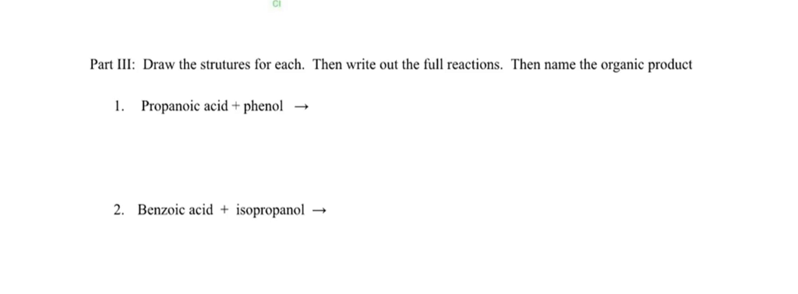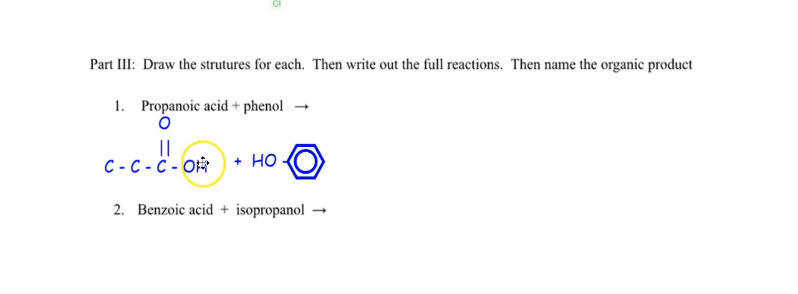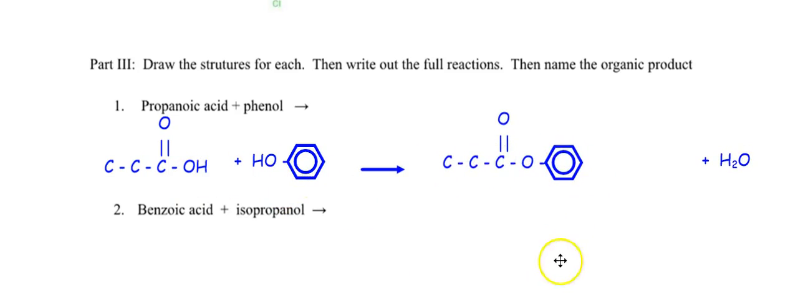And so the first one is propanoic acid, which is right here. So I have my 3 carbons, and then I have my phenol. All right. So now what happens? The H from here goes with this OH to make water, and then the rest of it comes together. So I have this structure, and the name is phenyl propanoate.